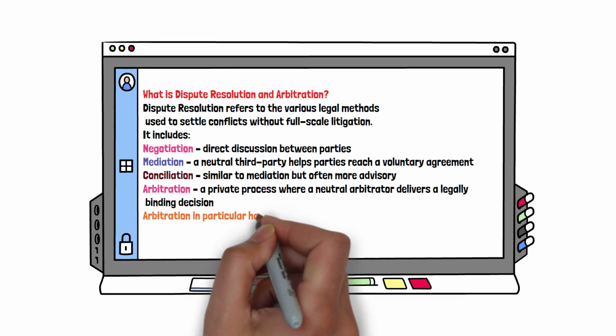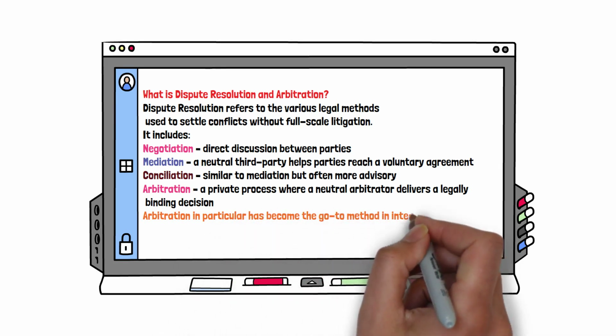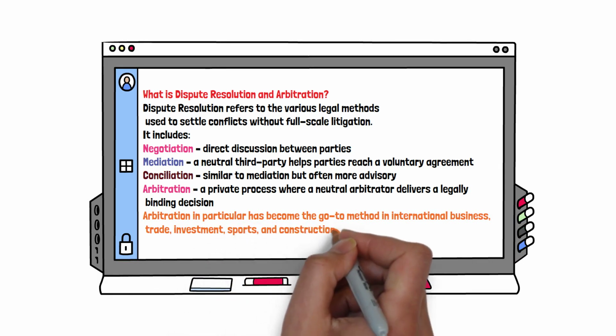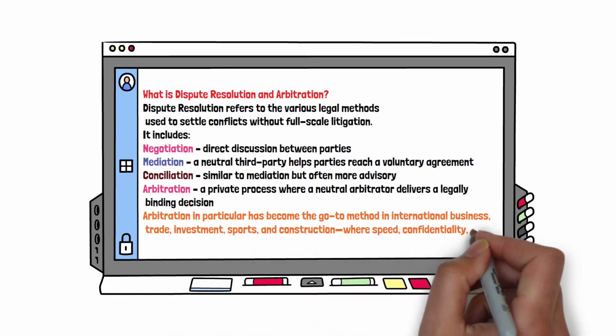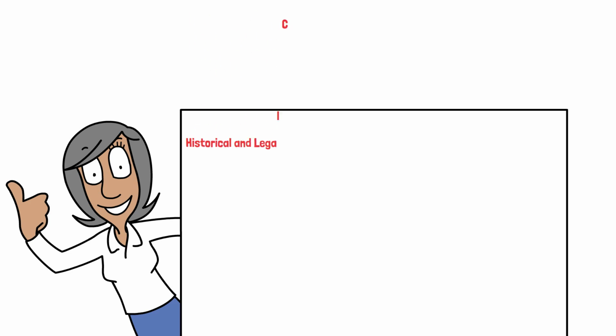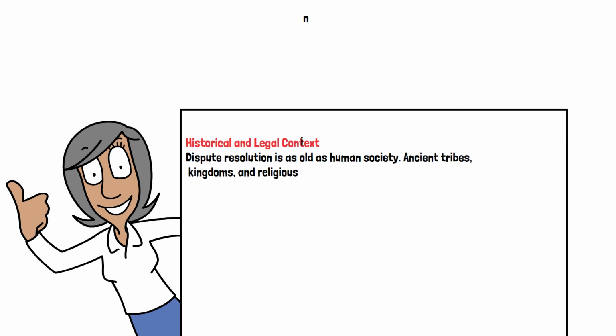Arbitration in particular has become the go-to method in international business, trade, investment, sports, and construction, where speed, confidentiality, and expertise are crucial. Historical and legal context. Dispute resolution is as old as human society. Ancient tribes, kingdoms, and religious institutions all had ways of resolving conflicts peacefully.